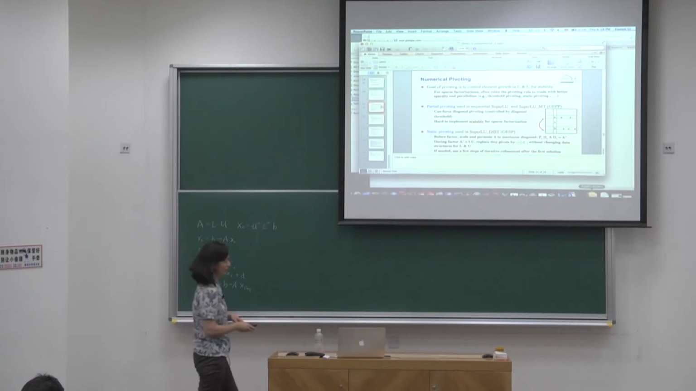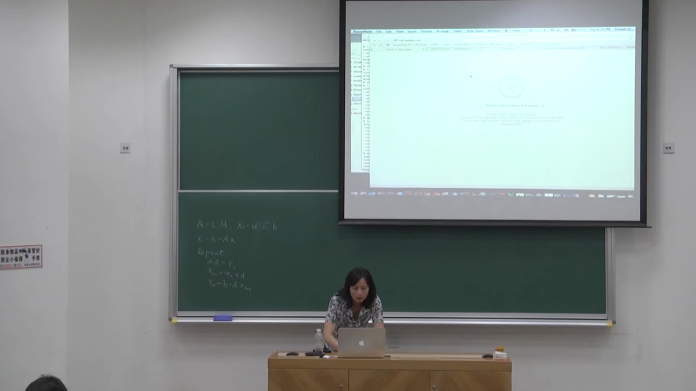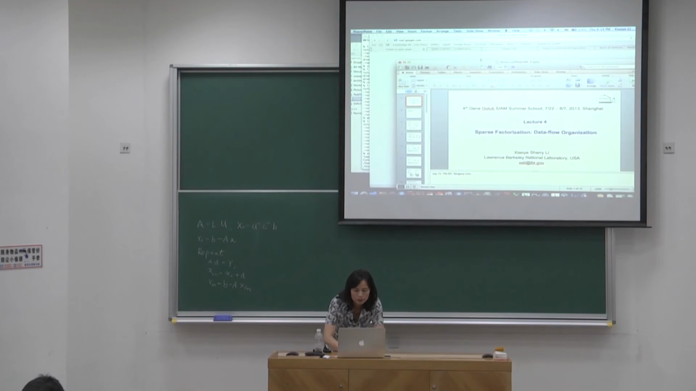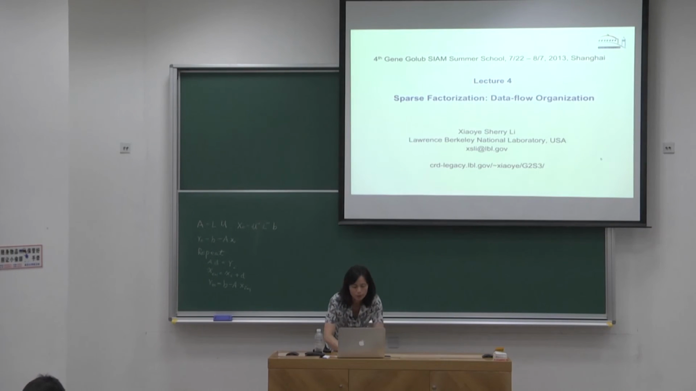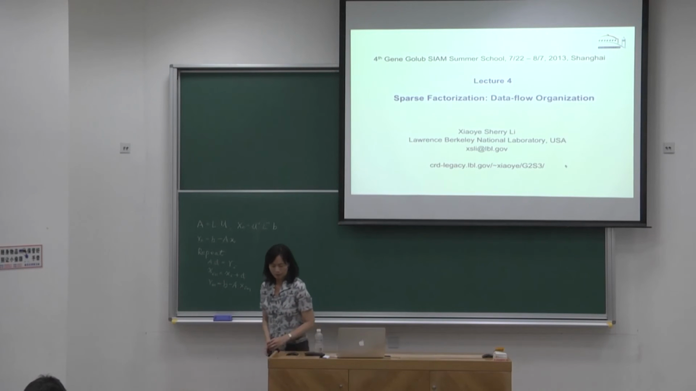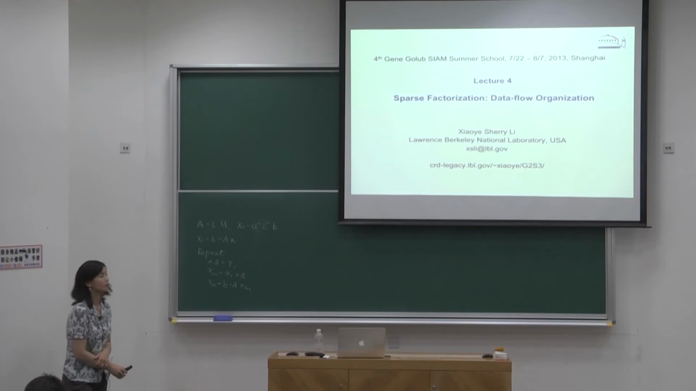So we finished the combinatorial aspect of sparse GE. Now we can go to the actual numerical factorization. Are there any questions? Okay.